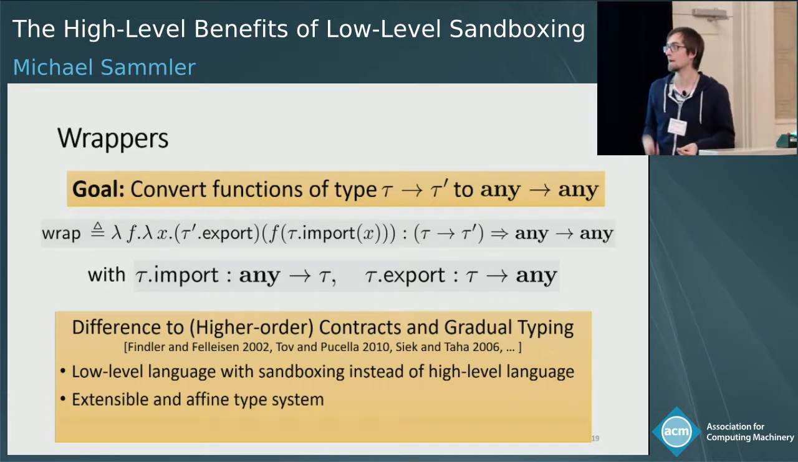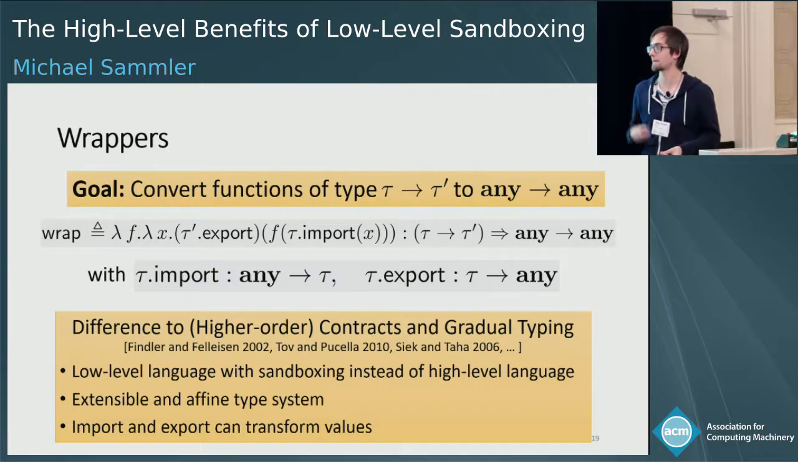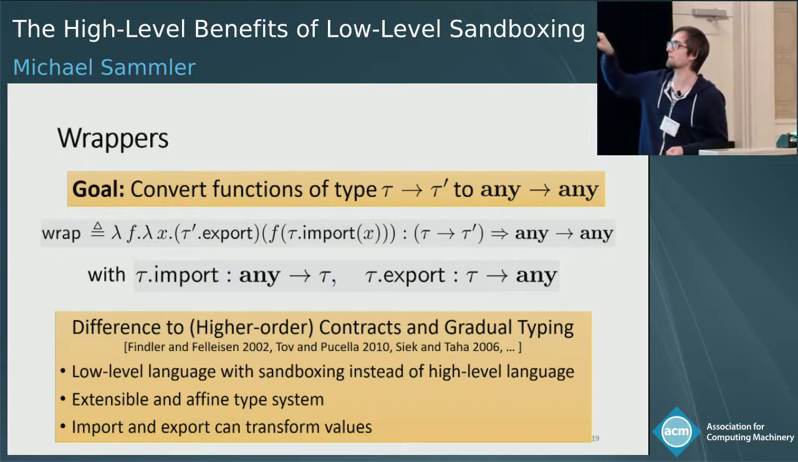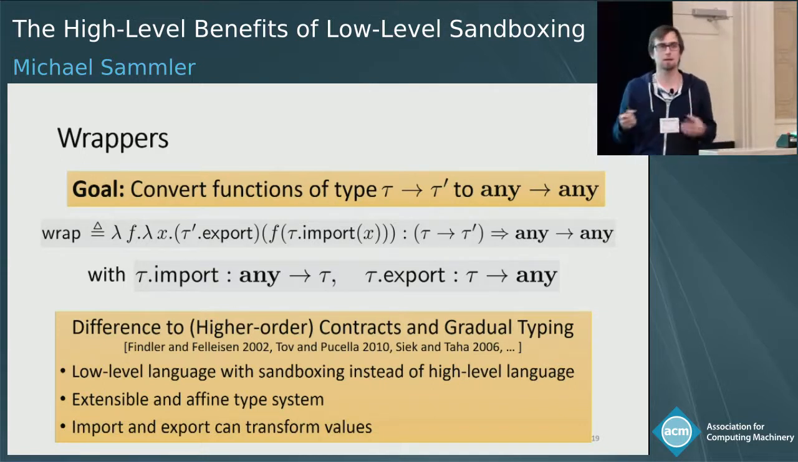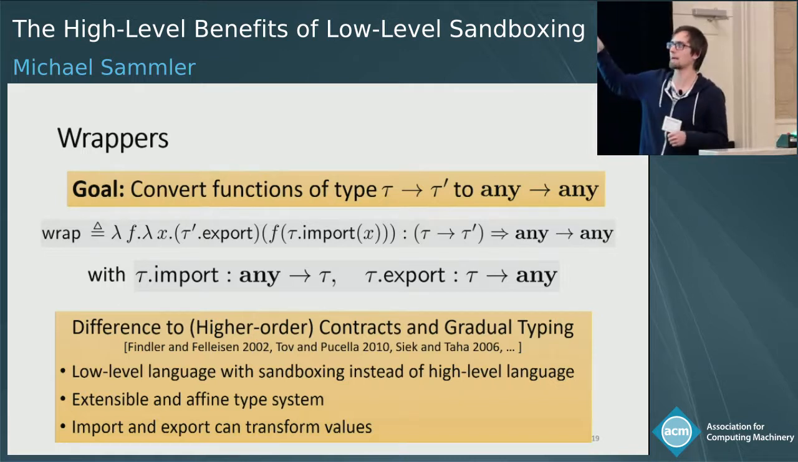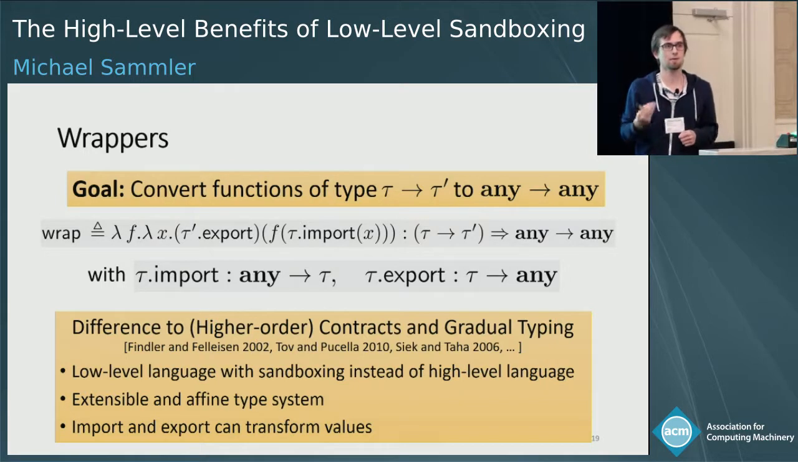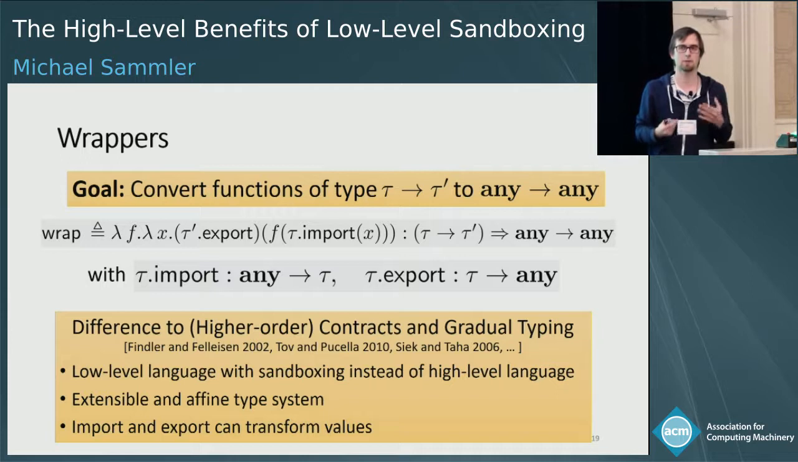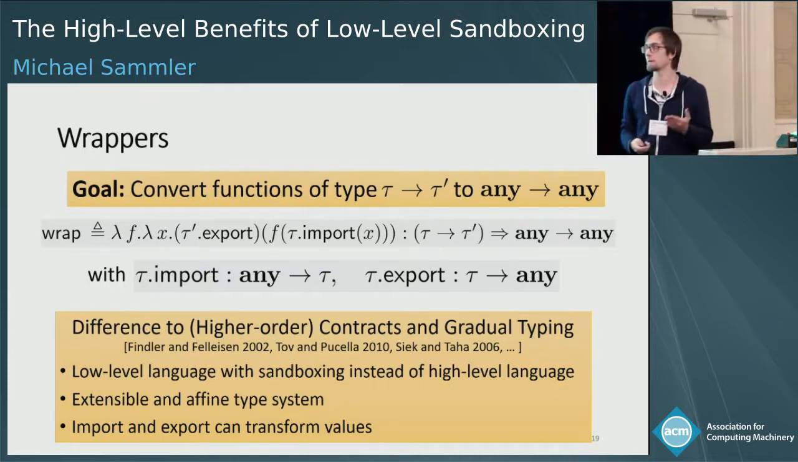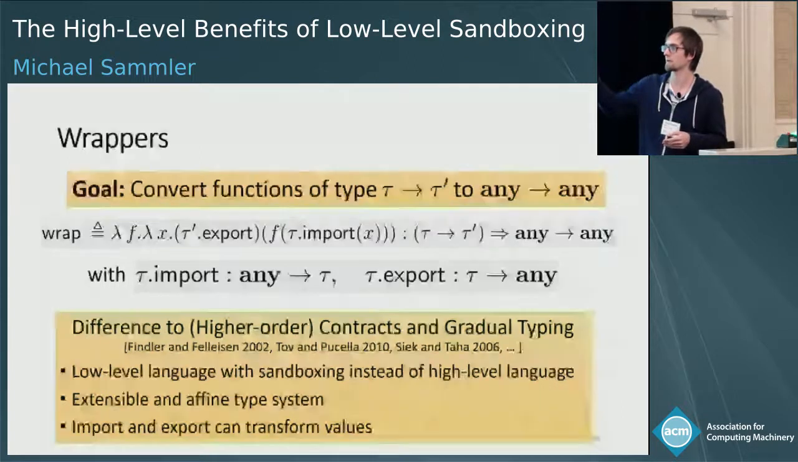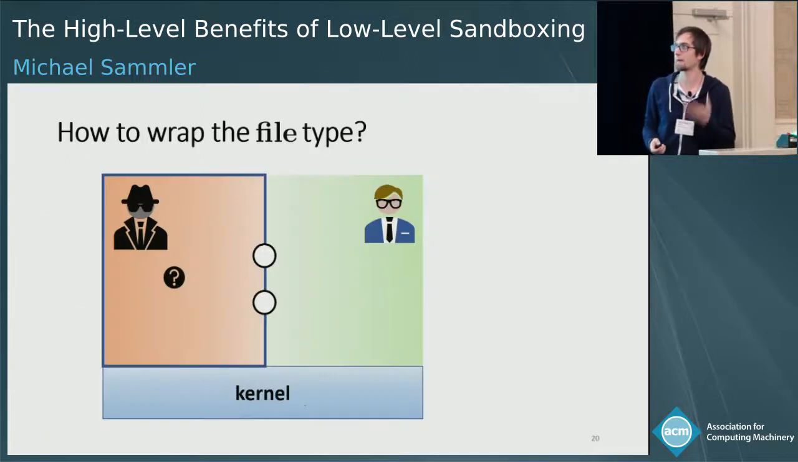checking pointers. Also, we have an extensible and affine type system, and what's important is these import and export functions are basically arbitrary functions. They only need to be well-typed at these types, but we don't have any additional requirement, which means they can transform the values which flow through them. And we will see in the next example how this is very useful, especially together with this affine type system.